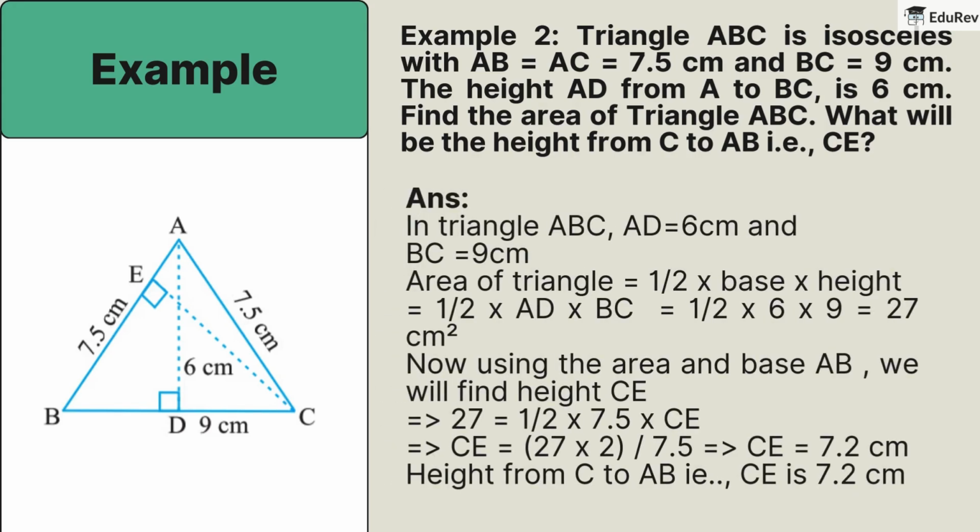To find the area, we use the formula area is equal to a half into base into height, which is equal to a half into AD into BC, which is equal to a half into 6 into 9, which is equal to 27 square centimeter. Now, to find the height from C to AB, we can use the area and base AB. 27 is equal to a half into 7.5 into CE, leading to CE is equal to 27 into 2, divided by 7.5, which is equal to 7.2 centimeters.